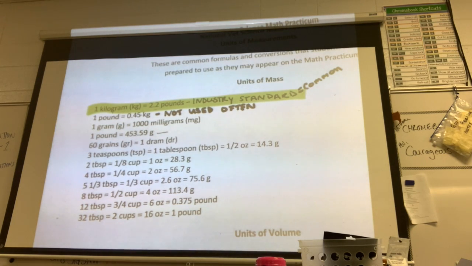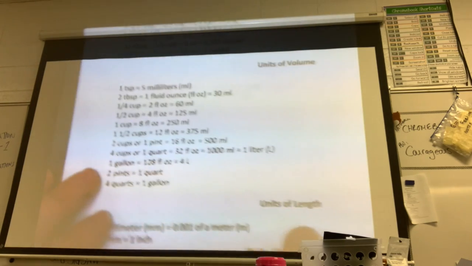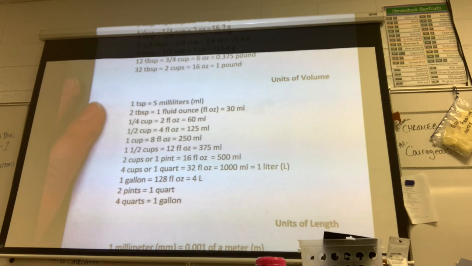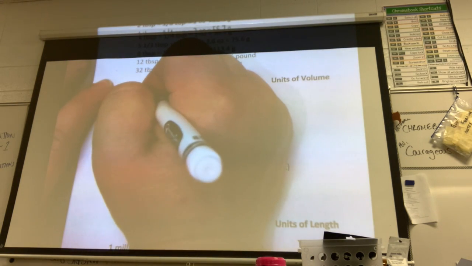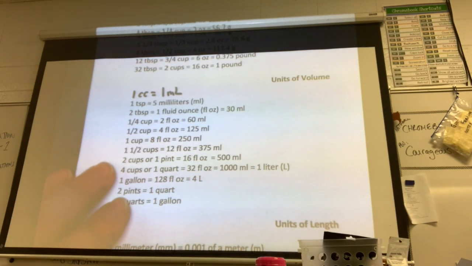All right, and then units of volume is not on there, but I can go ahead and add 1 cc equals 1 ml. So I want to go ahead and add that. 1 cc equals 1 ml.